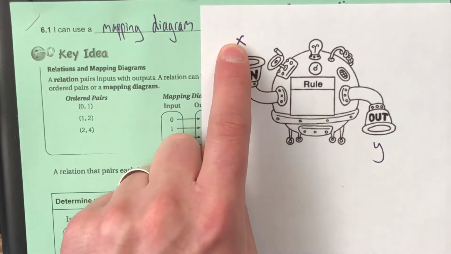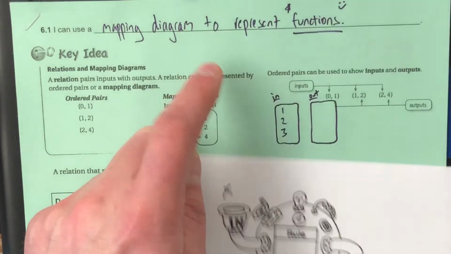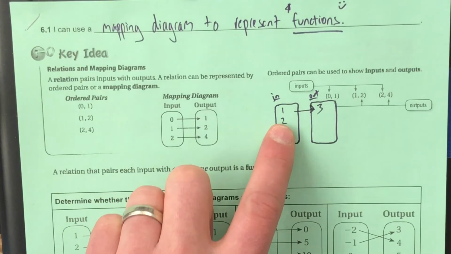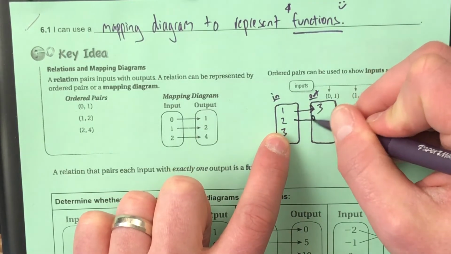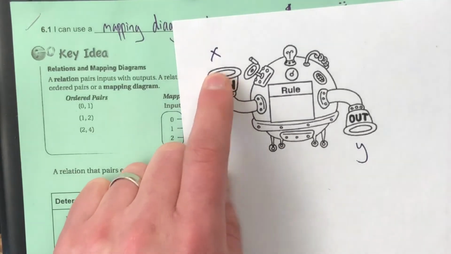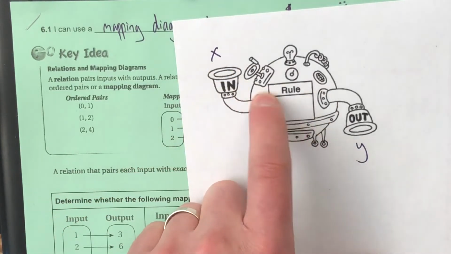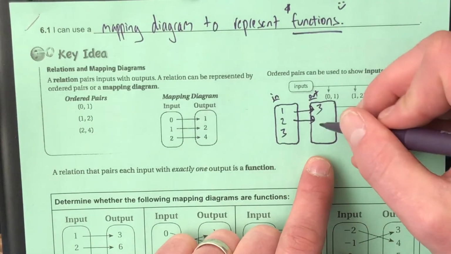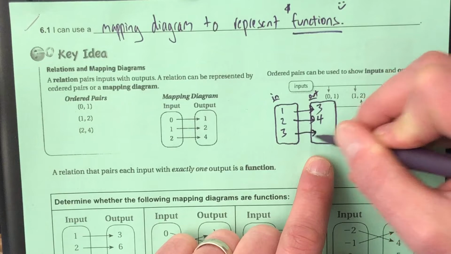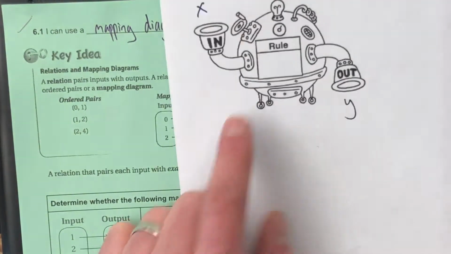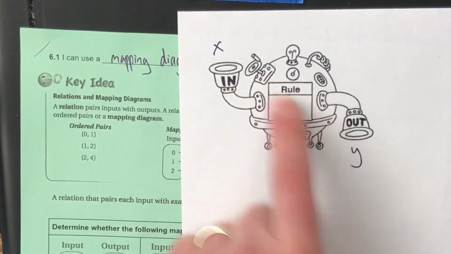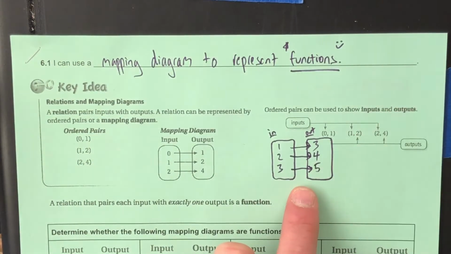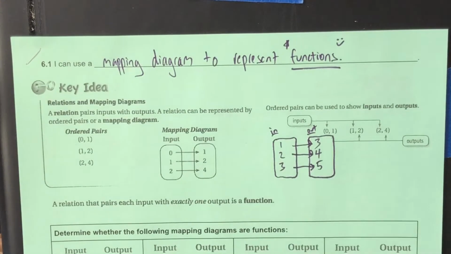So I put in my 1, and out, let's say, comes a 3. In goes 1, out comes a 3. Okay, now let's stick a 2 inside of my function, and it outputs a 4. Now let's put a 3 into my function. 3 goes in, out comes a 5. And that's how a function works, all right?